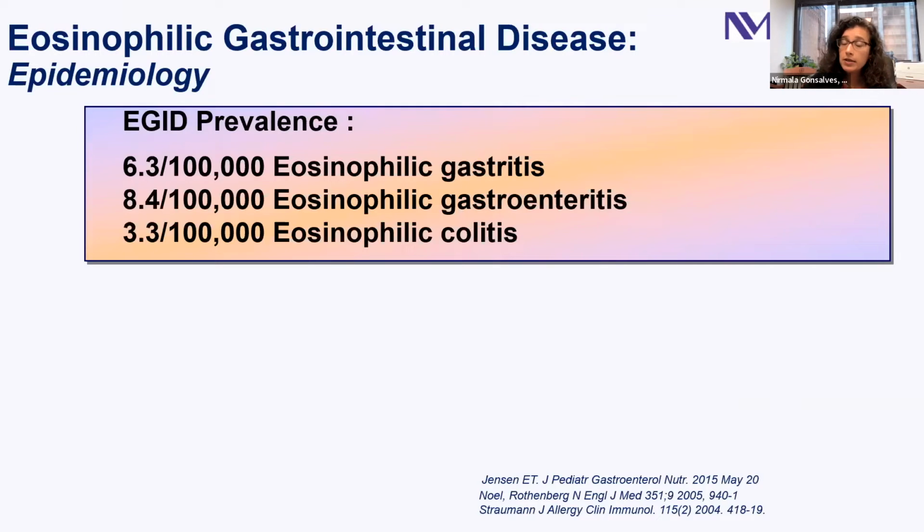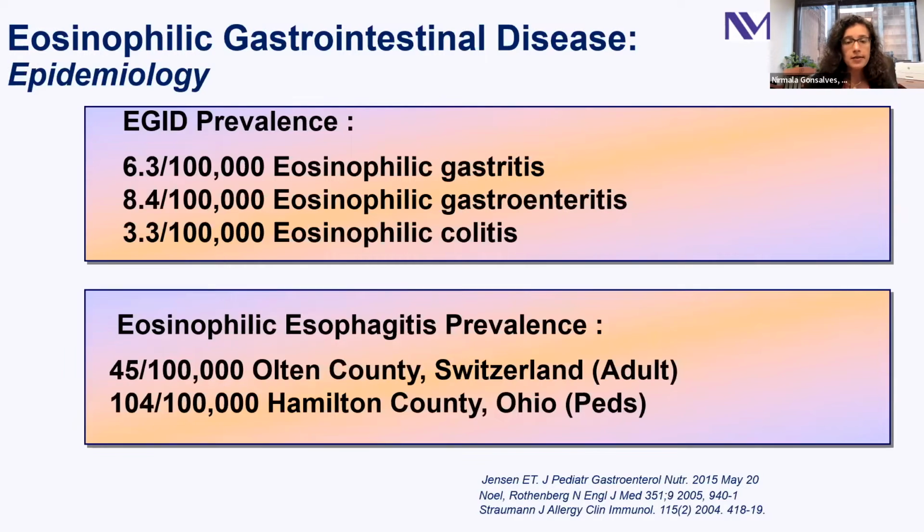Now, we think of non-EOE EGIDs as being quite rare, but how rare are they? These studies were based on insurance database claims looking at EGID prevalence, with a prevalence of 6.3 per 100,000 in eosinophilic gastritis, 8.4 per 100,000 in eosinophilic gastroenteritis, and 3.3 per 100,000 in eosinophilic colitis. And again, this is older nomenclature because this was all research before the new guidelines in 2022. Now, taken out of context, these numbers may not mean much, but if you put it in context with other eosinophilic diseases like EOE, which has a prevalence of 45 to 104 per 100,000, you see just how rare these disorders are.